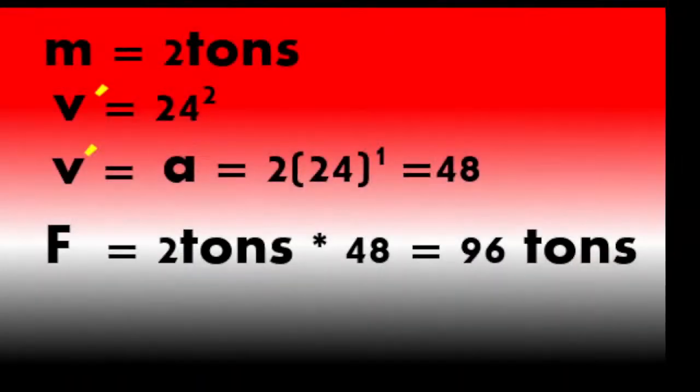So I'm showing the derivative, I told you that, of velocity is acceleration, right? Remember, if you take the derivative, you put 2 times this and take 1 off the top, there it is right there. So that'd be 2 times 24, the first power, which would be 48, right? So acceleration would be 48 if the velocity is this. Then you say 48 times 2 tons would be 96 tons.